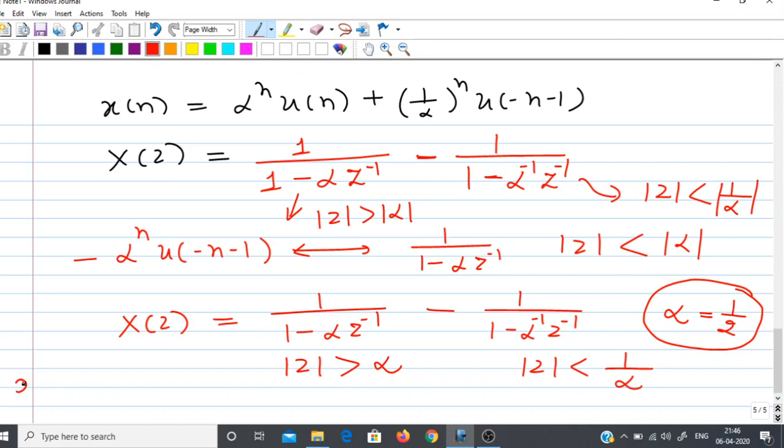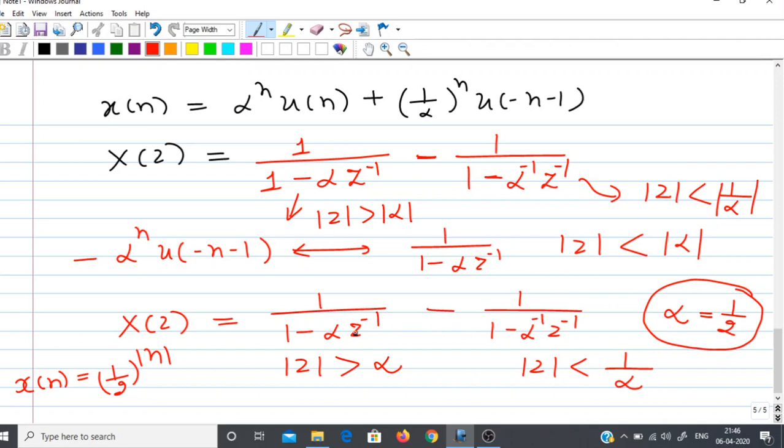So our sequence is now alpha to the power mod n. If I take alpha as half, this would be the Z transform. But now it is important to verify for which range of mod Z both these two sequences are converging.